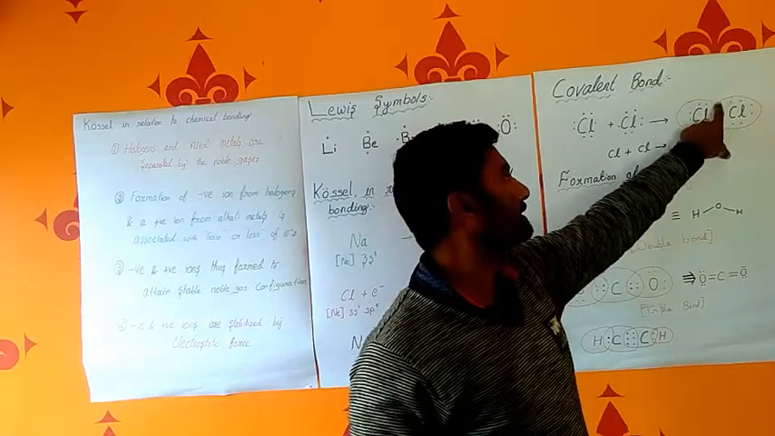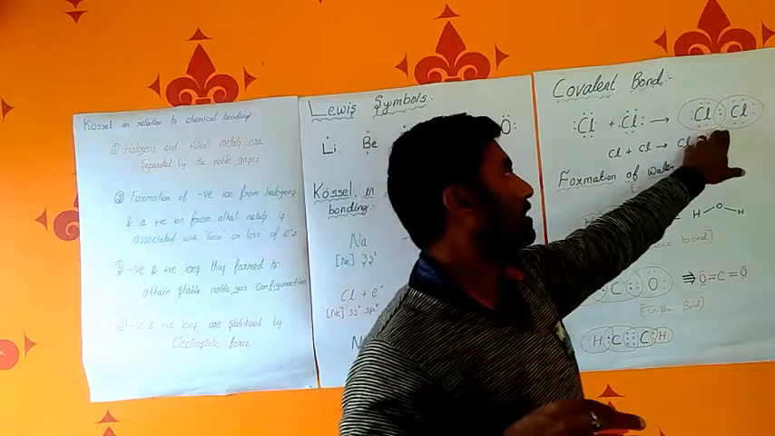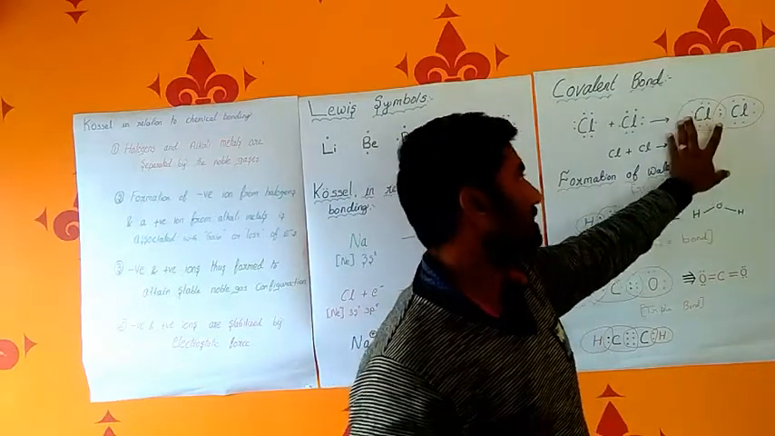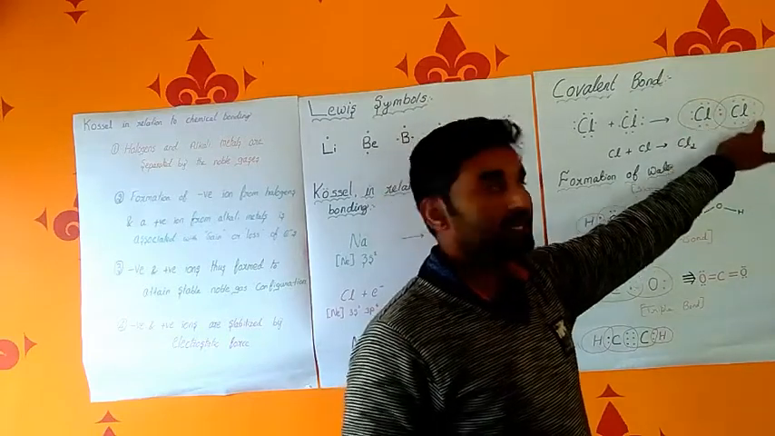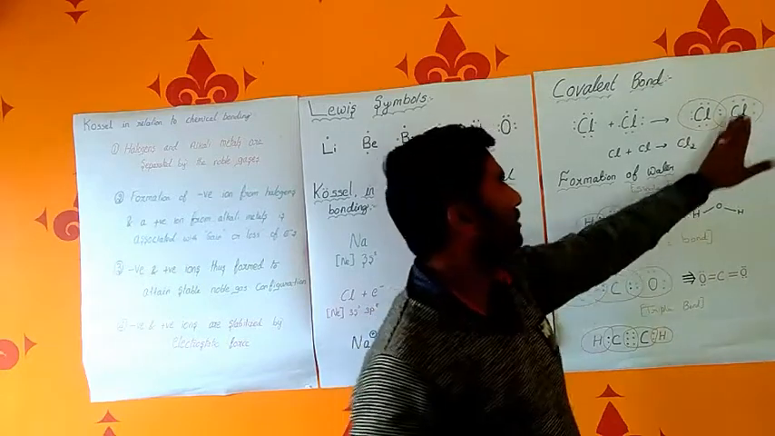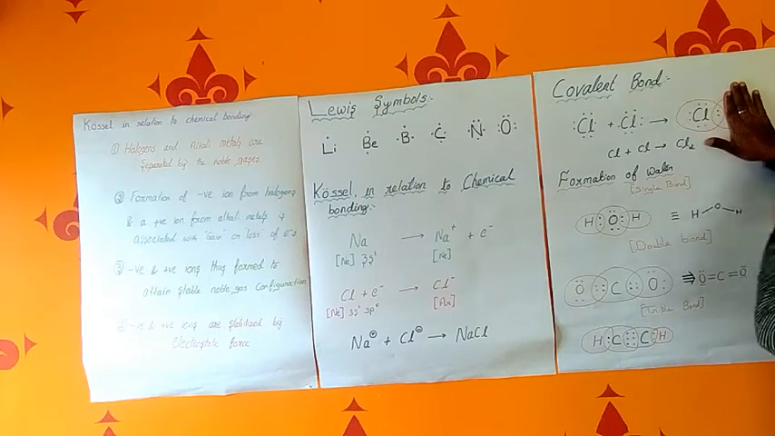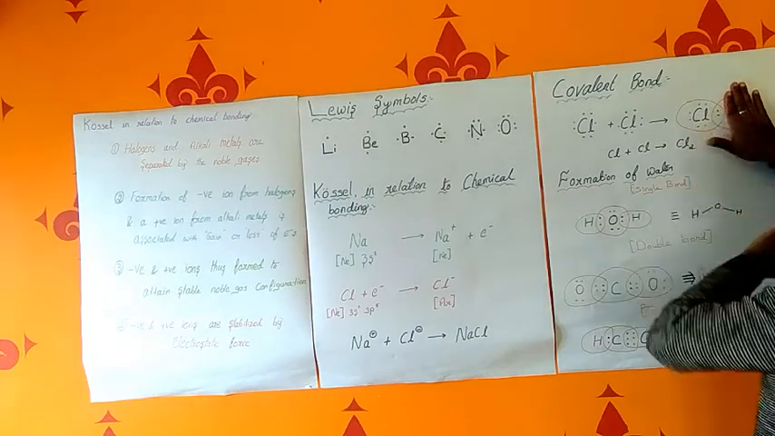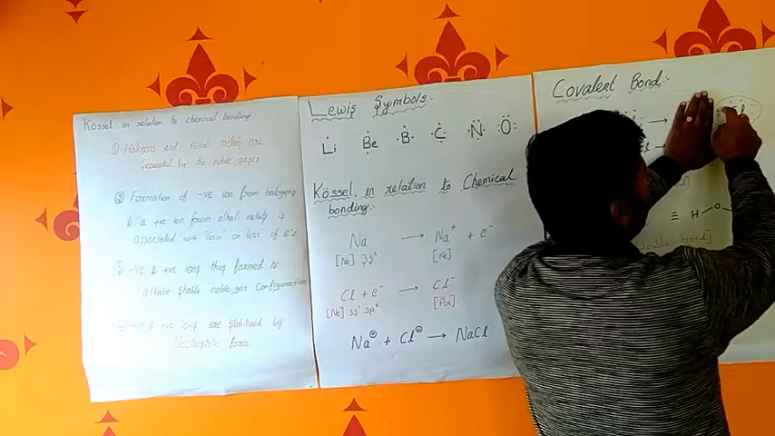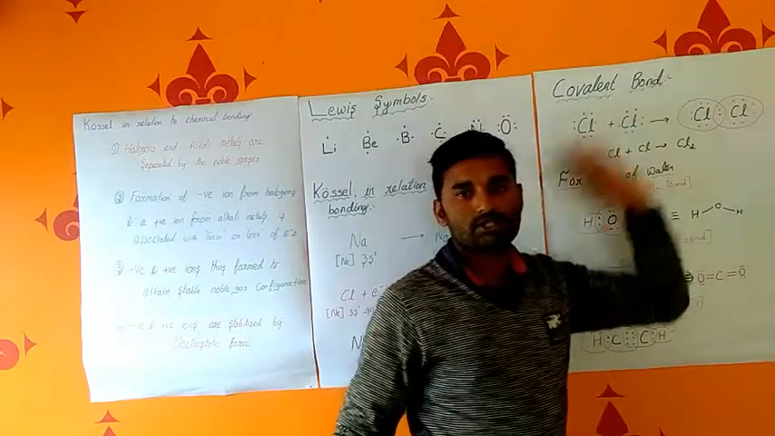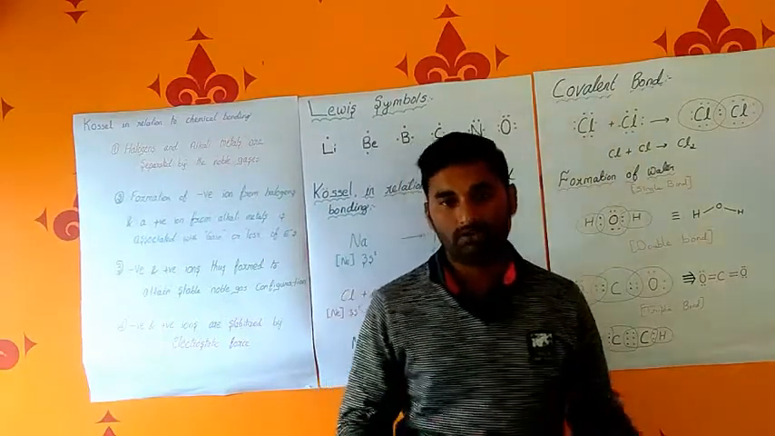Okay, so in a Venn diagram, this part refers to the common area for both of these, isn't it? So in this case of chlorine also, the electron which is present in this area is common to both of them. Now look at this chlorine. Now count the electrons. So 2, 4, 6, 8. Okay, so this chlorine has 8 electrons in its outermost orbital. As well as this chlorine, 2, 4, 6, 8. This chlorine also has 8 electrons. So this is how they will get stability by sharing of electrons.